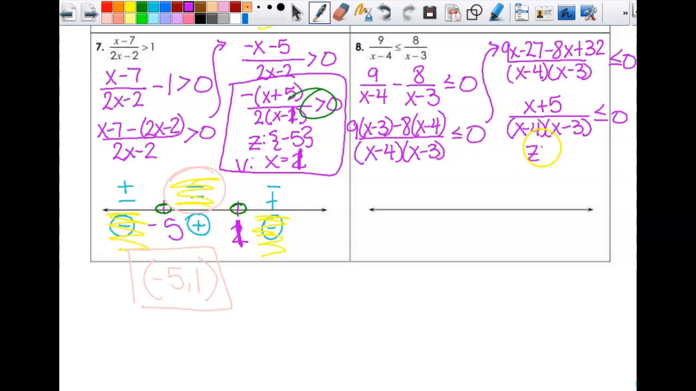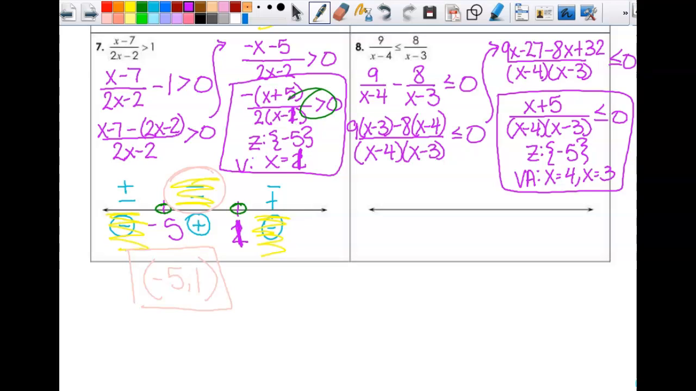My zeros come from the zero of the numerator. My vertical asymptotes come from the zeros in the denominator, so I get x equals 4 and x equals 3. And then this is what I'm using. I'm going to box it so I don't get it mixed up with everything else.